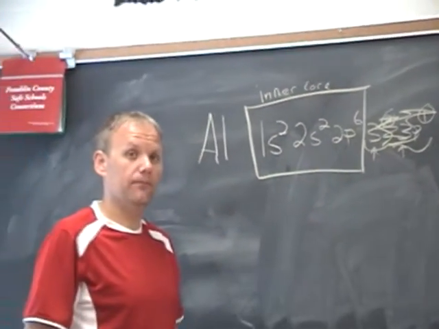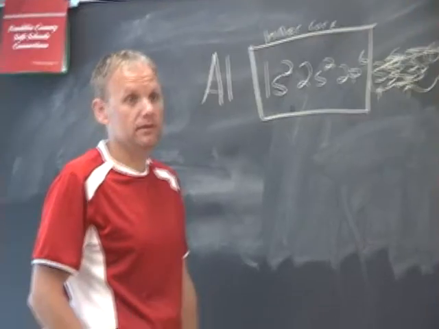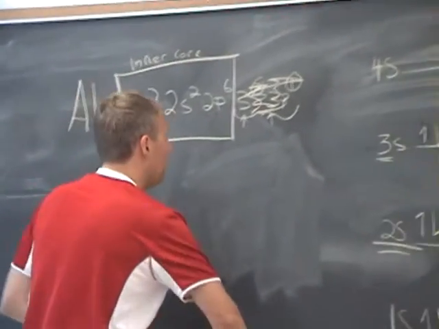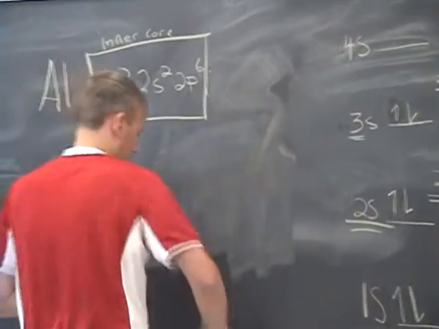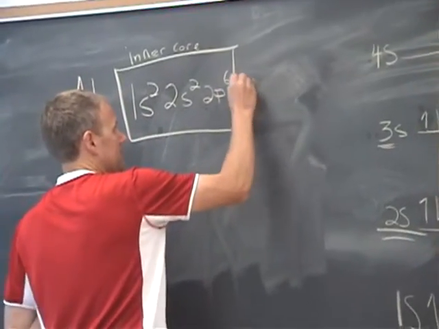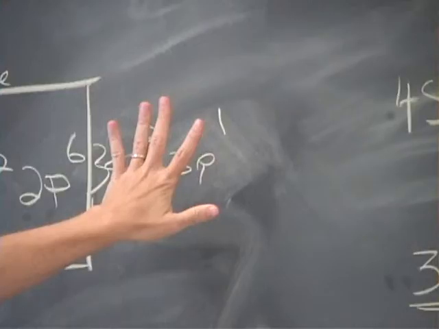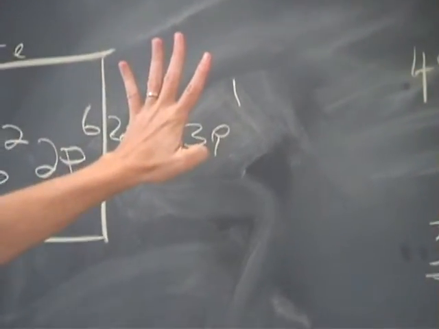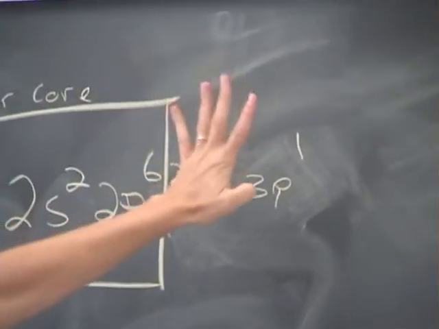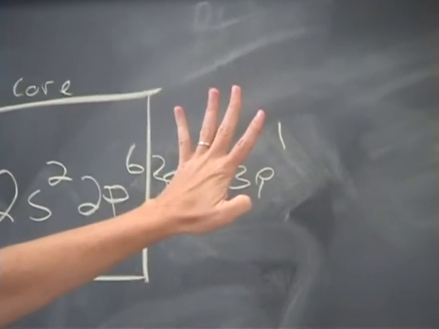Which is easier to do? Pick up 5 or give away 3? Give away 3. So this 3s2, 3p1 is the configuration. It tells me what's going to happen with aluminum. By looking at a configuration, we understand what it wants to do. It wants to lose 3 electrons to be happy.